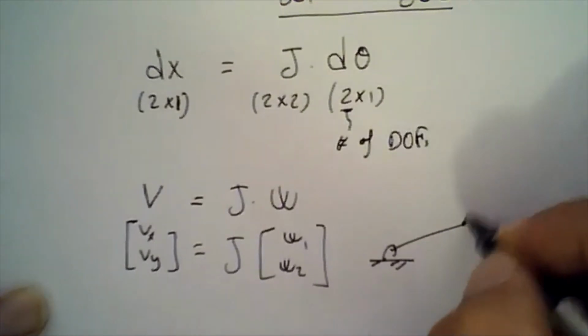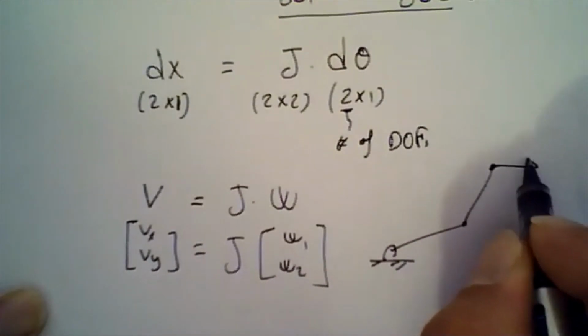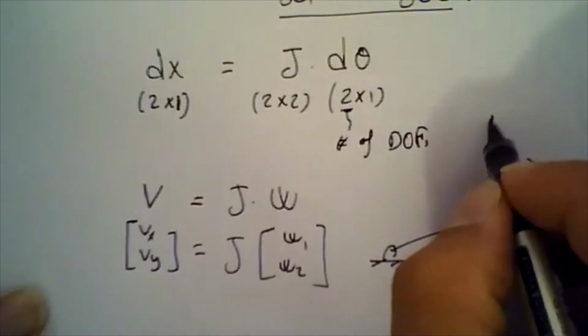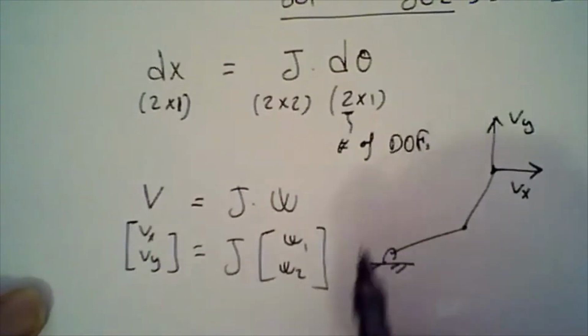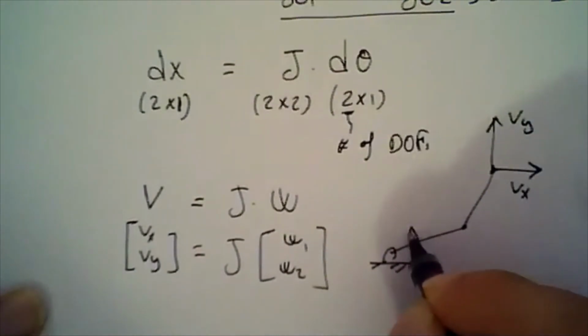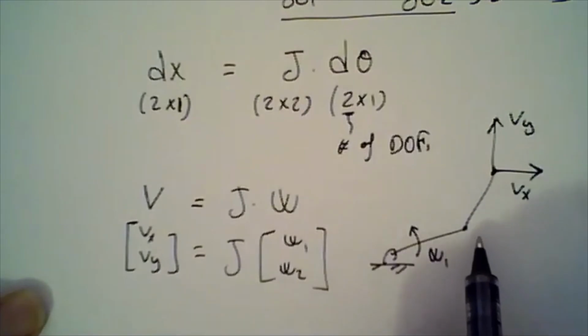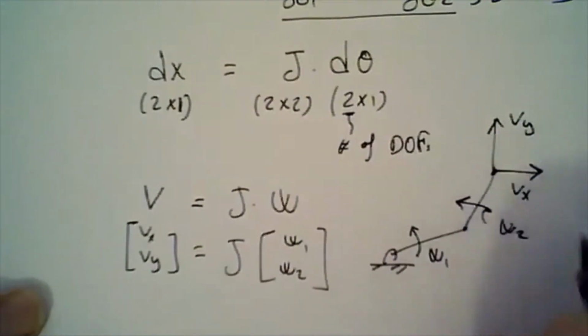So what is my Vx and Vy? Vx is the velocity of the end effector in the x direction, and Vy is the velocity of the end effector in the y direction. What are omega 1 and omega 2? So omega 1 is the angular velocity of the first joint, and omega 2 is the angular velocity of the second joint.